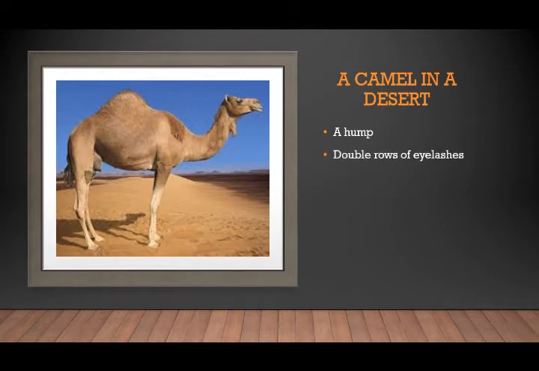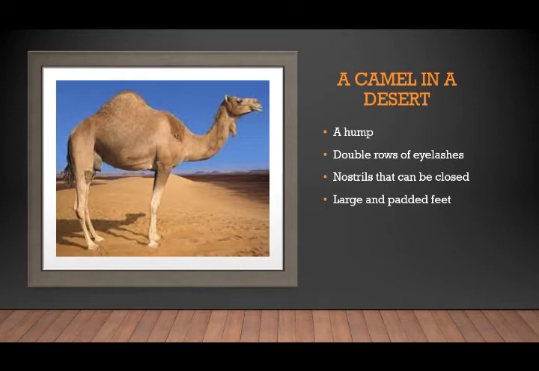The second one is the double rows of eyelashes. This has a function to protect its eyes against sunlight and the blowing sand. It also has special nostrils that can be closed to block out blowing sand. And it has large and padded feet that prevent it from sinking into the soft sand.